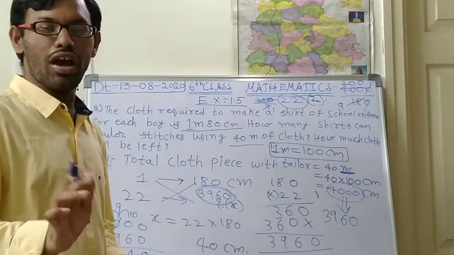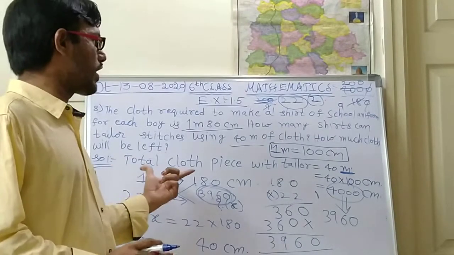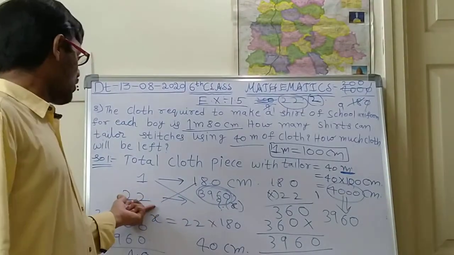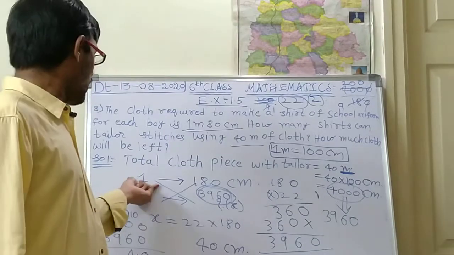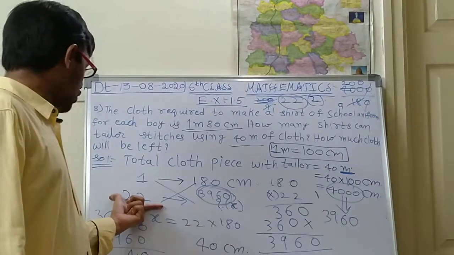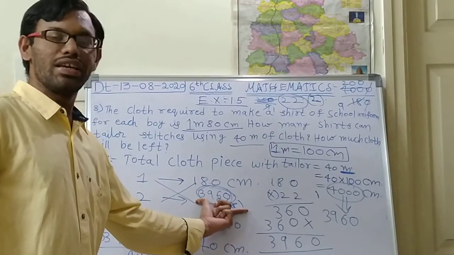I think you have understood this problem very easily. If you have any doubts, you can recall it once again. So simply we got 22 shirt pieces. For one shirt piece, 180 centimeters is required. For 22 shirts in total, how many centimeters of cloth piece is required?